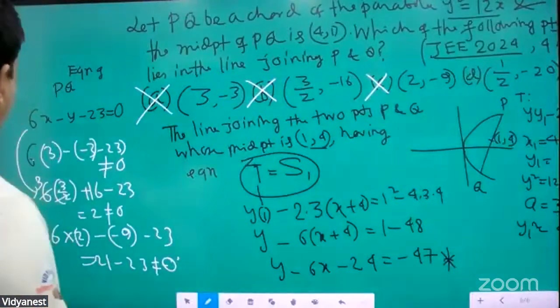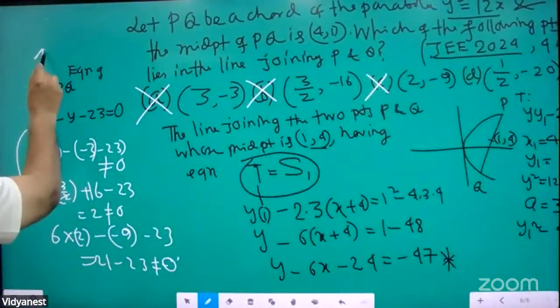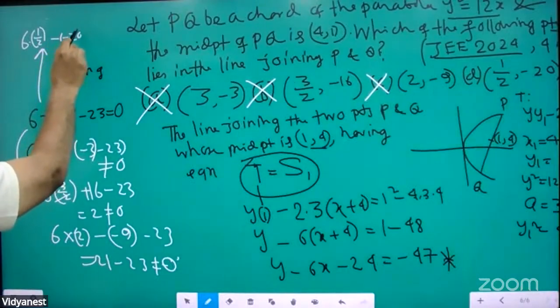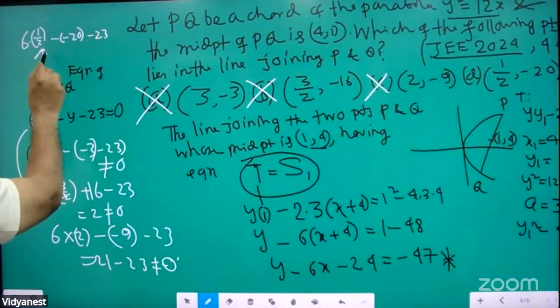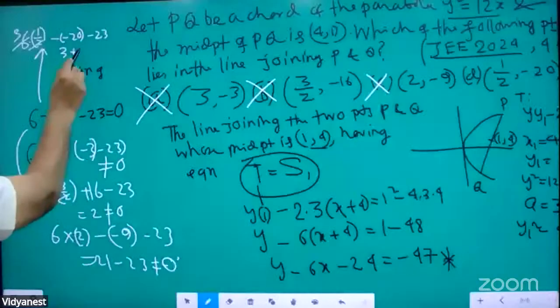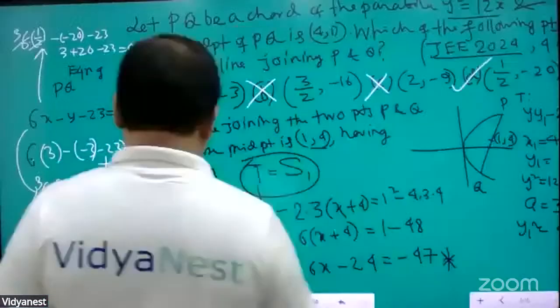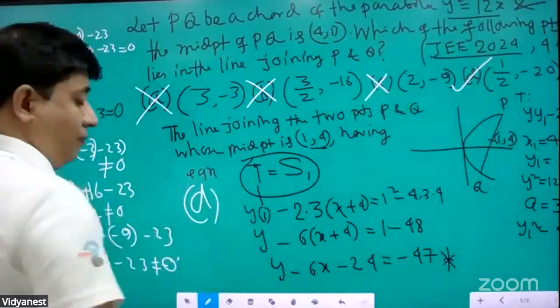So, last chance, D. Put here 6 into half, minus y is what? Minus 20, minus 23. Hope this time we can crack it. 3 plus 20 minus 23, 0. So this point satisfies the equation; option D is correct.